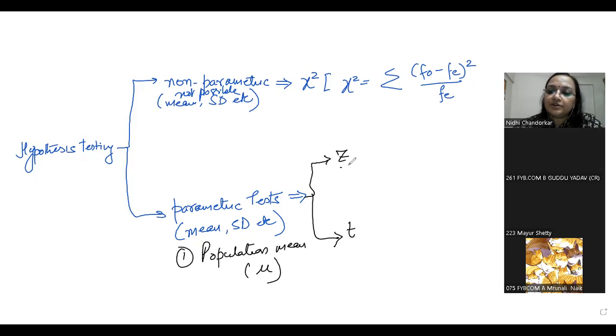Now, in what situation would we conduct Z test, and in what situation would we conduct T test? For Z test, the first condition is जिस सैंपल आपने लिया है, पॉपुलेशन में जो आप सैंपल निकालते हैं, उस सैंपल का साइज 30 या 30 से अबव होना चाहिए. ओके, अगर सैंपल का साइज 30 से अबव नहीं है, 30 से कम है, so then in that case you have to go for T test.